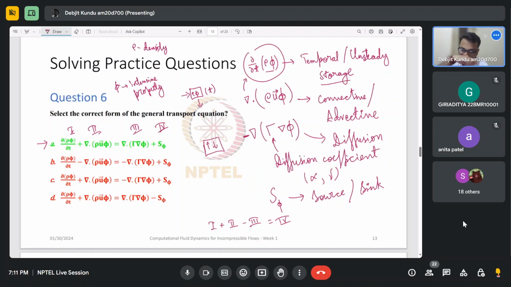Now, in order to make this look more elegant, we send this 3 to the right hand side and say that it is instead 1 plus 2 equal to 3 plus 4. But anyway, both are correct. It doesn't matter. Right? Any questions regarding this? If not, we will move on.